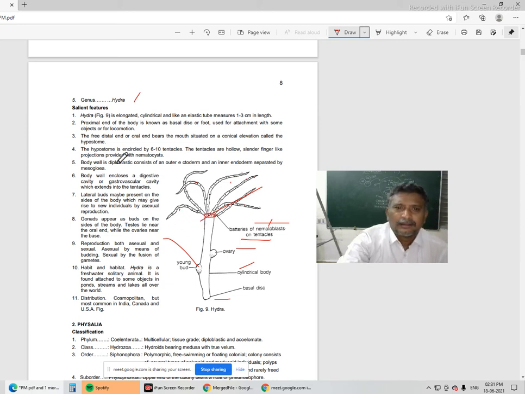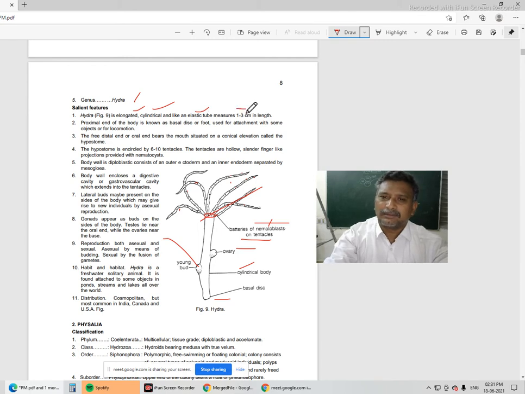Yes. What are the characters? Elongated, cylindrical, and elastic tube-like, measuring nearly 1 to 3 centimeters in length. The proximal end of the body is known as the basal disc or foot, used for attachment. This is this area. The free distal end or oral end, this end. The mouth is situated on a conical elevation called the hypostome.